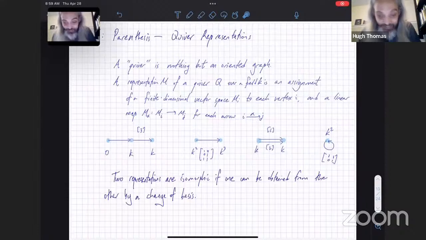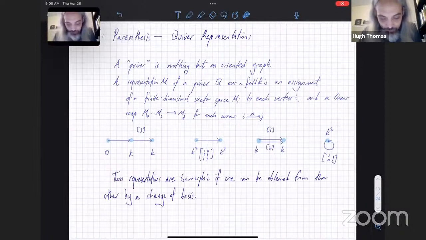A quiver is just an oriented graph. For a representation of a quiver, we pick a field K, and then it's an assignment of a finite dimensional vector space to each vertex and a linear map to each arrow. For example, if I had this quiver with 3 vertices and 2 arrows, I could assign vector spaces 0, a one-dimensional vector space, a one-dimensional vector space, and then I need a 1-by-1 matrix to define this map.